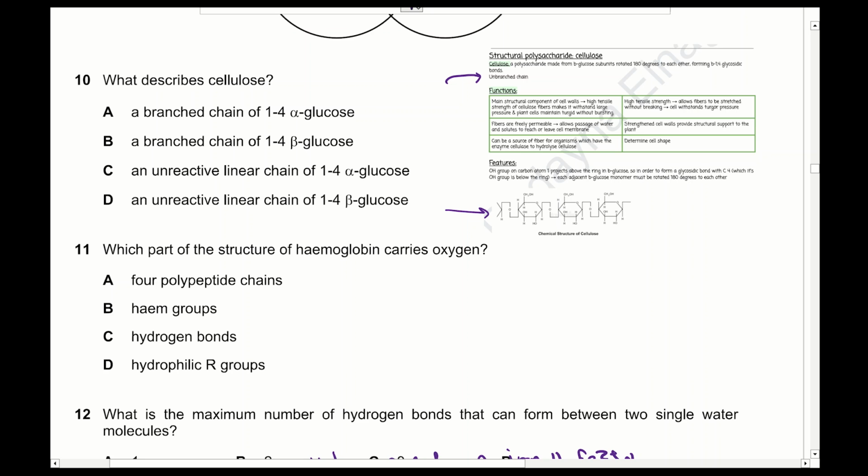Therefore, let's see the suggestions that we have here. A. A branched chain of 1-4 alpha glucose. Now, this is incorrect. It is beta glucose, and at the same time, it's not branched. It's linear. Now, this is incorrect since it's alpha glucose, and therefore, D is going to be the correct answer.